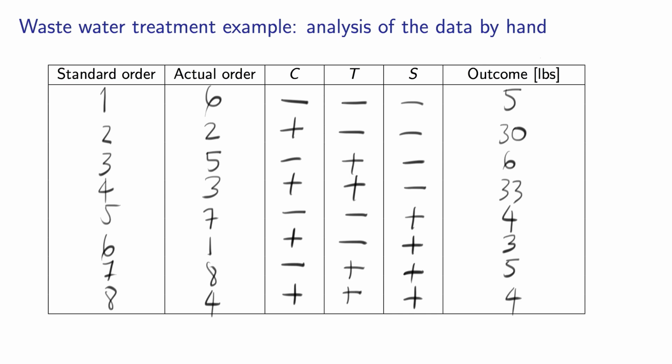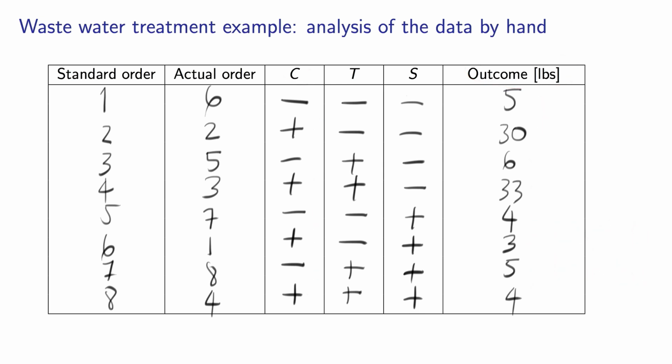One thing that's so great about the standard order table is that we can get a quick sense of the factor's influence on the outcome variable. Take a look, for example, at how the pollution amount changes when we change the chemical compound factor C. That factor goes low, high, low, high, low, high, low, high. We see that same pattern in the pollution amounts.